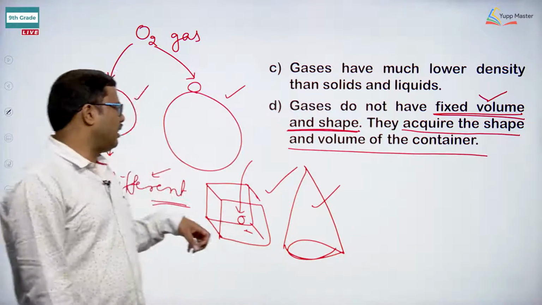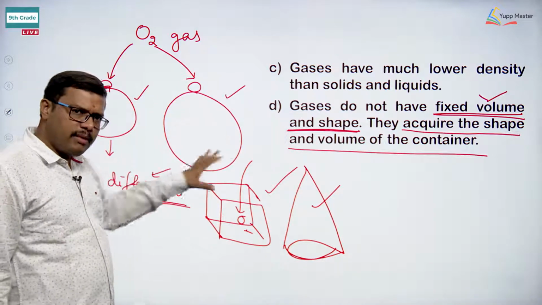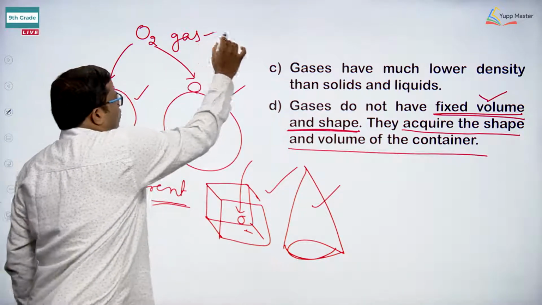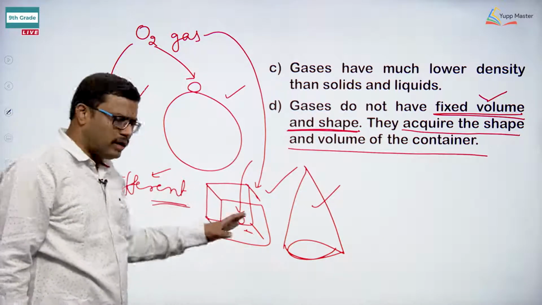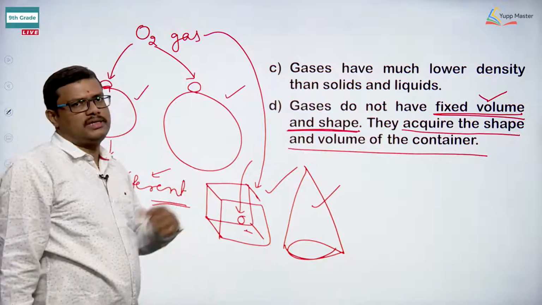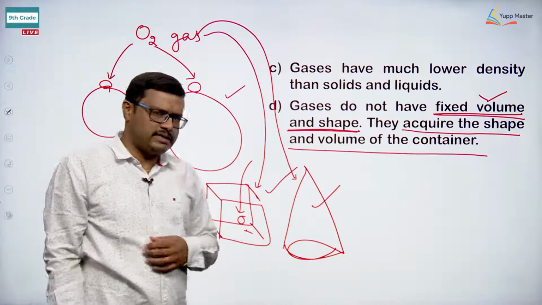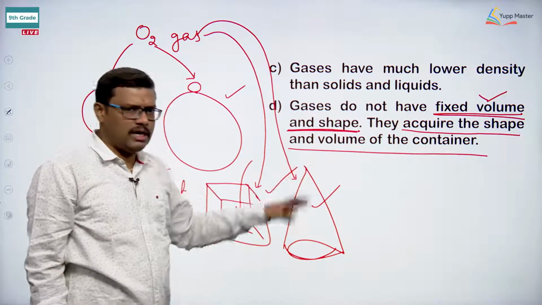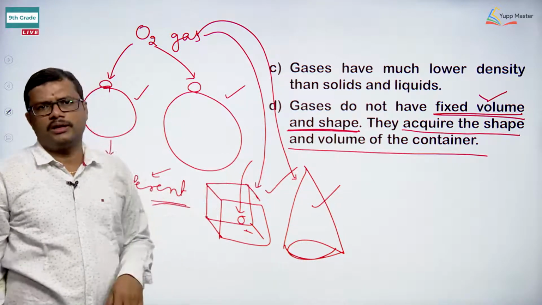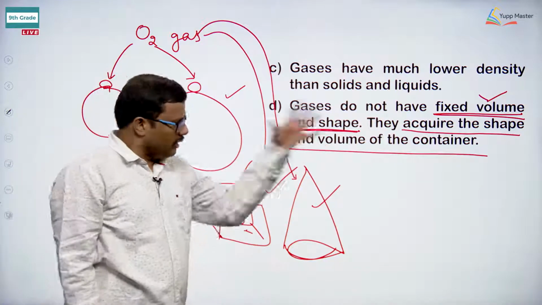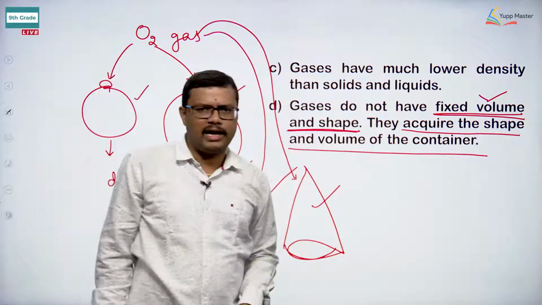So, if I am making the oxygen gas enter into the balloon, it will occupy the volume of the balloon, it will take the shape of the balloon. Okay. If I am taking the same oxygen gas into this cube vessel, it is going to occupy the volume of this particular vessel and take the shape of that vessel. And if I am taking this oxygen gas into the conical shaped vessel, it is going to take the conical shape, and the oxygen gas is going to occupy the total volume available for it within this particular conical container. So, it is going to acquire the shape and volume of the container, and gases do not have a fixed volume and fixed shape.